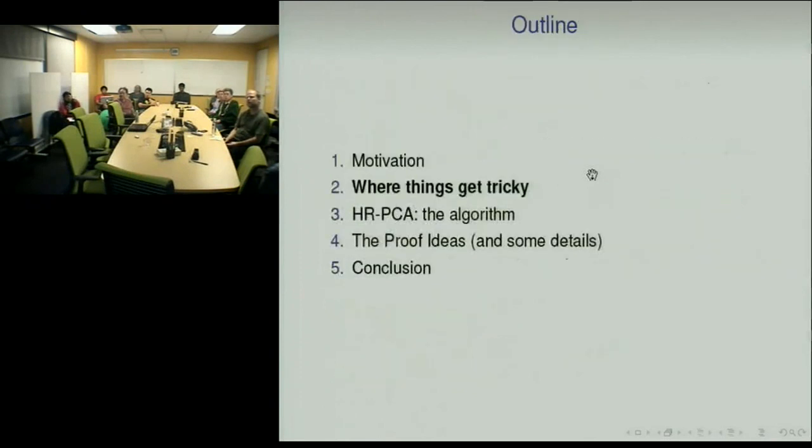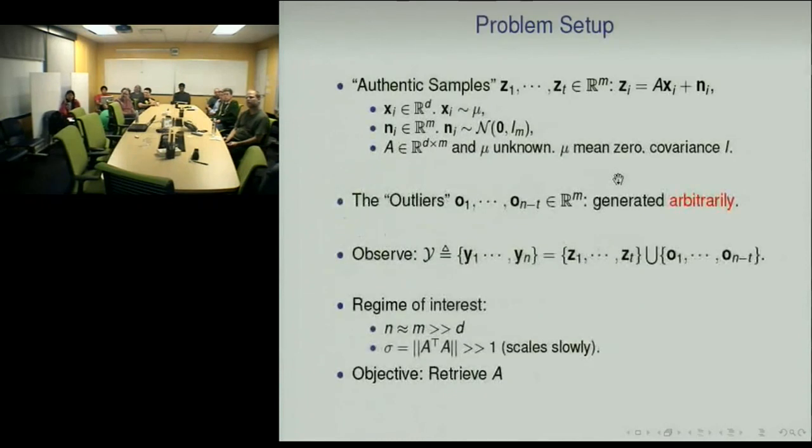Okay, so let's try to figure out where things get tricky here. Just before that, I have a question about the setup, because this is a really important point. If you miss that, then you might as well zone out for the rest of the talk. The setup is very simple. There is a generative model that generates T samples. The other samples are generated somehow, and we want to retrieve the signal A.